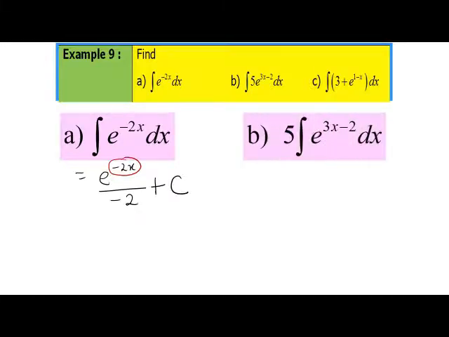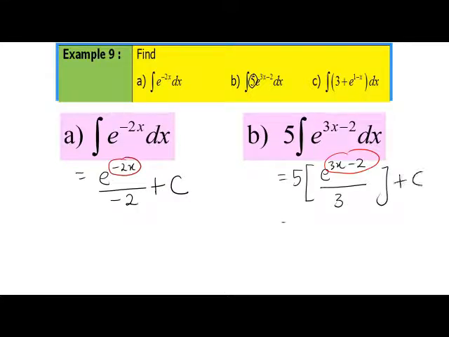Simple. Next, for part B here, first, we have to factorize 5 and put it outside the integral, and then we may integrate this one. It will be 5 bracket, first, copy the question, e to the power 3x minus 2 divided by, differentiate the power 3x minus 2, it will be 3. Then plus c. So the final answer should be 5 over 3 e to the power 3x minus 2 plus c.